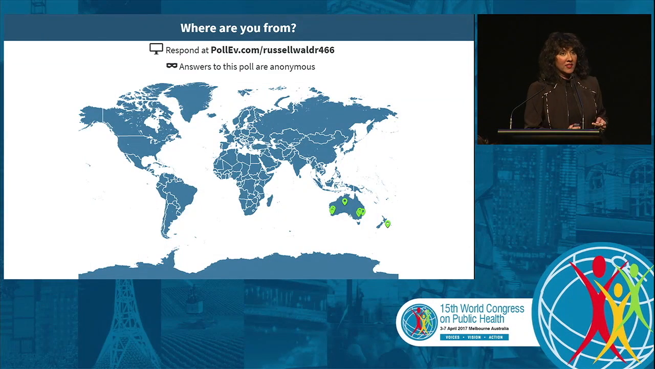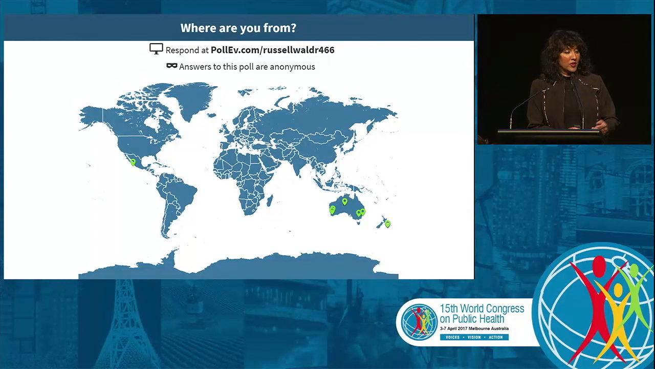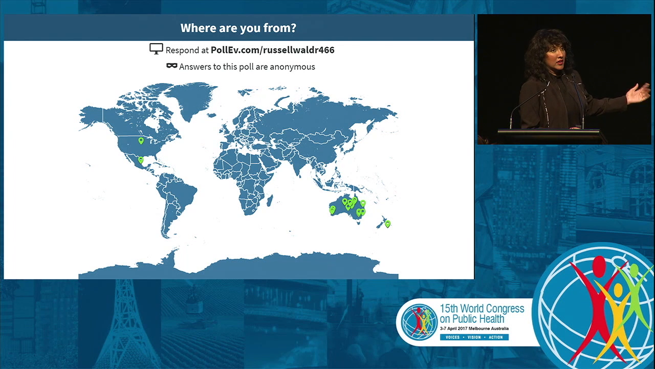So let's just test out the polling software when you've got it up on your phone. Has anyone got it up on the phone already? Hands up. Okay, a few people. You can test out with this question, which is telling us where you're from. I'll call up my colleague Dylan Adam here, who will tell you a little bit about how to use the software.